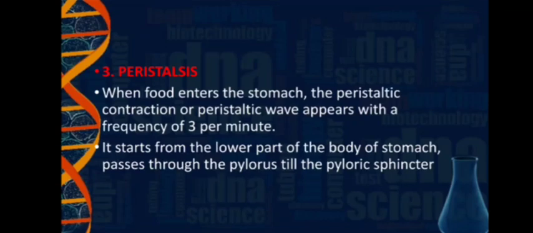Next is peristalsis. It begins as soon as the food enters the stomach. It starts in the form of a small indentation on the wall and encircles the middle part of the stomach in the form of a ring. Later it proceeds towards the pylorus. The contents pass through the pylorus till the pyloric sphincter.